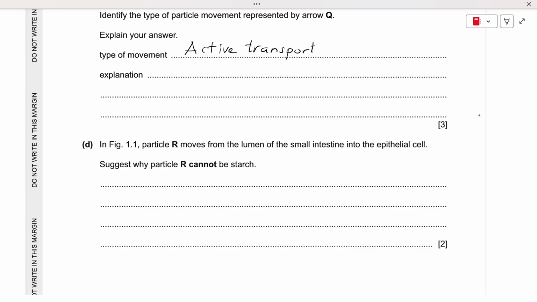Alright, and why? Because we can see the arrow there shows that there is use of energy, but apart from that, particles are moving from low concentration to high concentration. So say particles move from lower concentration to higher concentration. Alright. Okay, so that is the explanation.